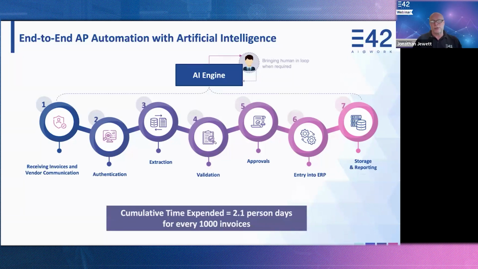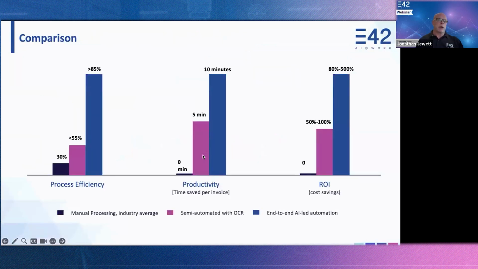What would you and your organization do with those additional 12 days that you get back by bringing in an intelligent AI-enabled solution? I think it's a profound question and something that provides a lot of value for anyone that looks to make that investment. Just comparing what some of the benefits are as we go through across process efficiency, productivity, and ROI. On the left, the black bar there is a manual process. In the middle, you've got semi-automation, and then on the right, an end-to-end AI-led automation solution.